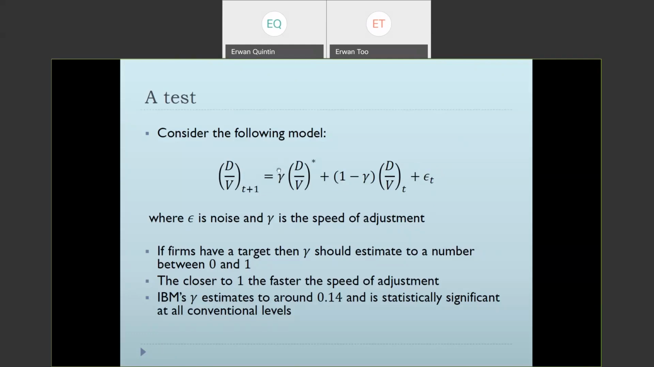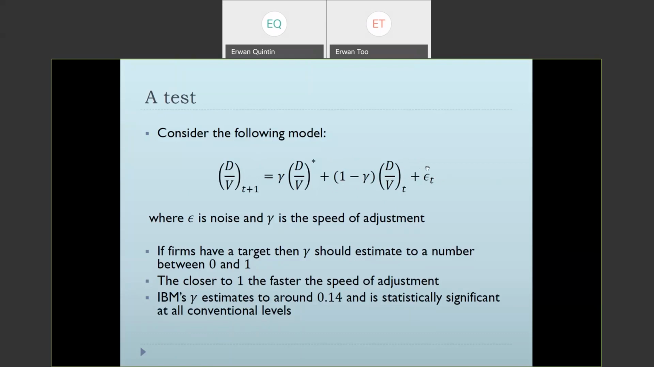Because for instance, if gamma was 0, what would it mean? It would mean that this term here would be 1, this term would be 0, so my leverage ratio today would just be whatever it was last period plus some noise. So this would be what we call a random walk. If gamma were 0, the leverage ratio would follow a random walk. It would have no direction, no tendency to return to some particular target.